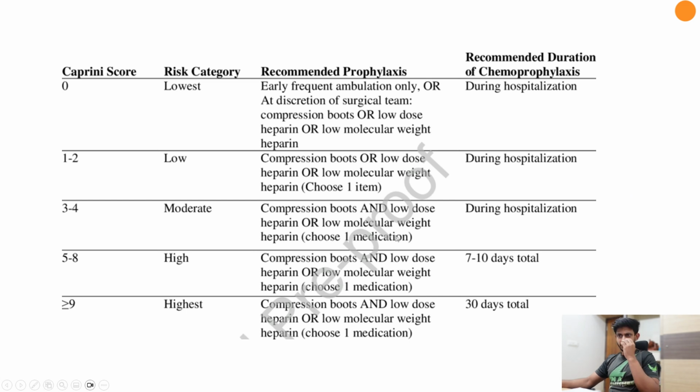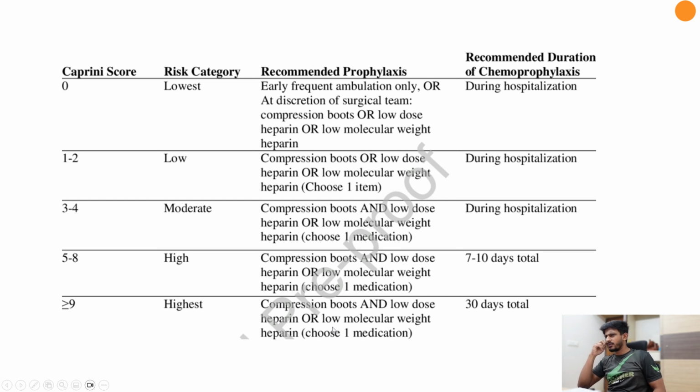5 to 8 Caprini score, which is a high risk category. We give 7 to 10 days total of low molecular weight heparin and discharge them on oral anticoagulant. And then for a Caprini score greater than or equal to 9, which is the highest risk, we have to give compression devices, whether it's stockings or pneumatic calf compression devices, and low dose heparin for at least 30 days total, according to the guidelines.